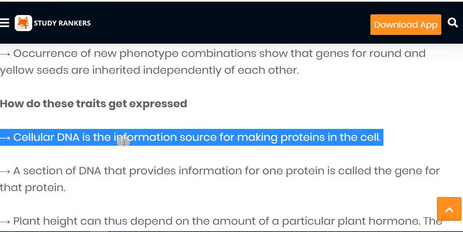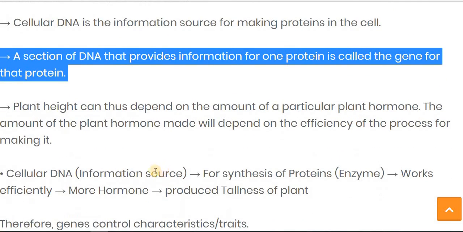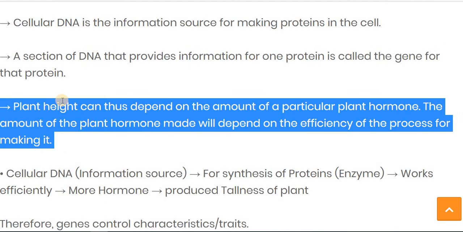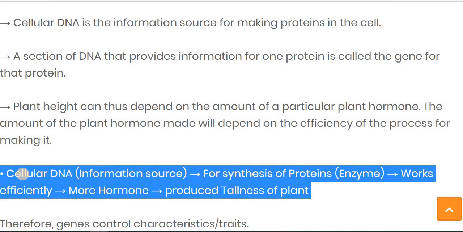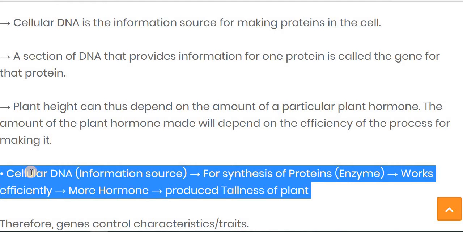The cellular DNA is an information source for making a protein in the cell. A section of DNA that provides the information for one protein is called a gene, and that gene is responsible for that particular protein, and the plant height can thus depend on the amount of a particular plant hormone. The amount of plant hormone made will depend on the efficiency of the process of making it. Now the cellular DNA is the main informational source, which is responsible for the synthesis of protein, and it is the basic structure of enzymes and hormones.